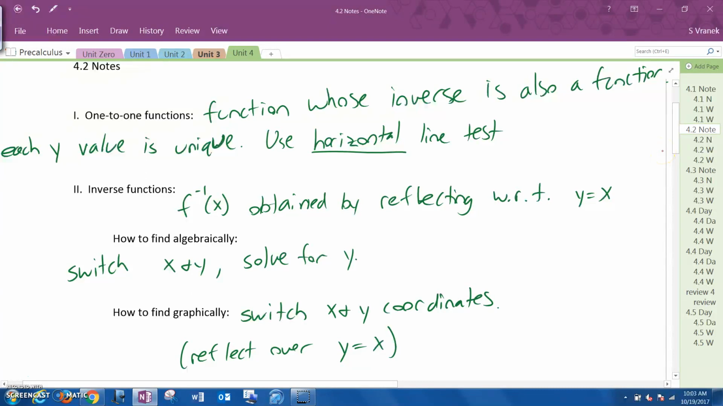Okay, so why don't you guys pause the screen to keep writing this stuff down, and then unpause and I will move on. Alright, here we go.